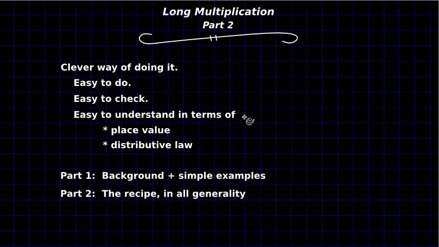The method's also nice because it's easy to understand in terms of things you already know. Nice simple things like place value and the distributive law. This is the second of two videos. In a previous video, we discussed the background and the principles involved and did some simple examples. In this video, we're going to talk about the recipe in all generality so that you can multiply anything by anything.